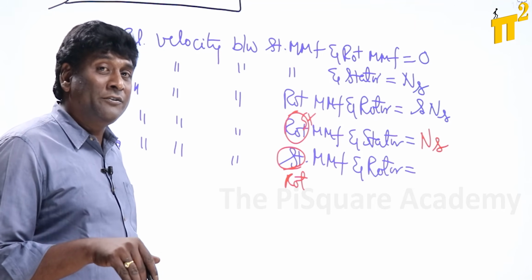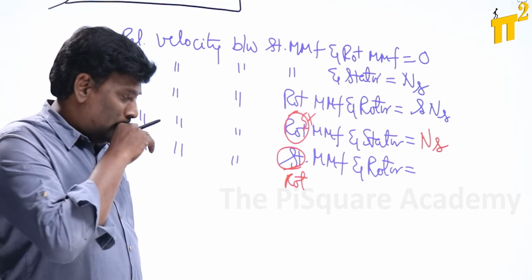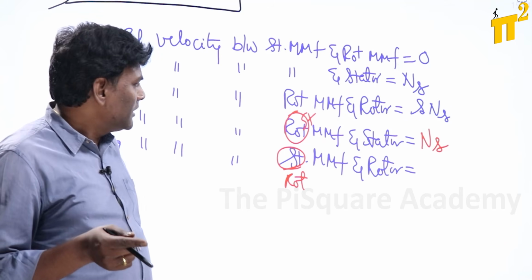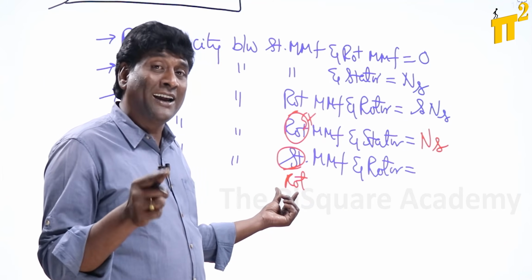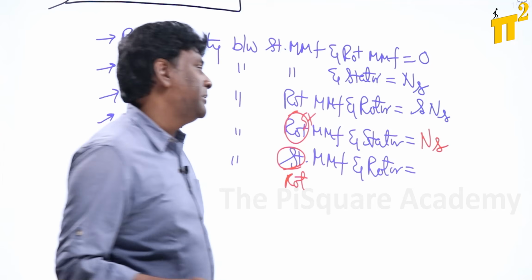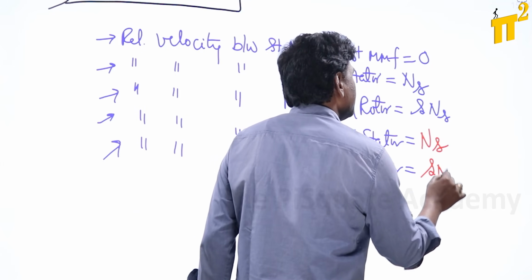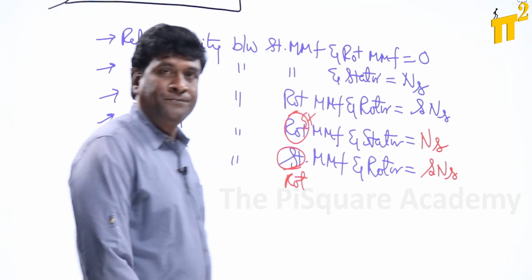What is the rotor operating frequency? Yes, slip times frequency, sF. The moment you have slip times frequency, it is going to be slip times NS. You understand my point, right?